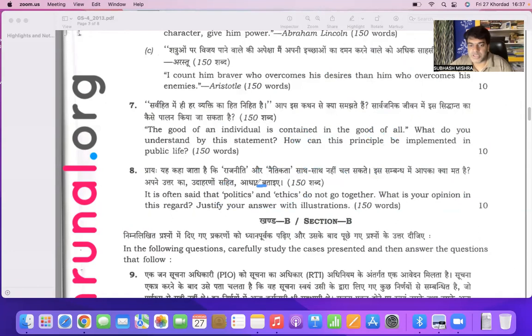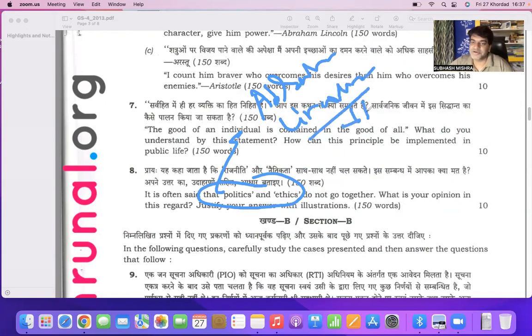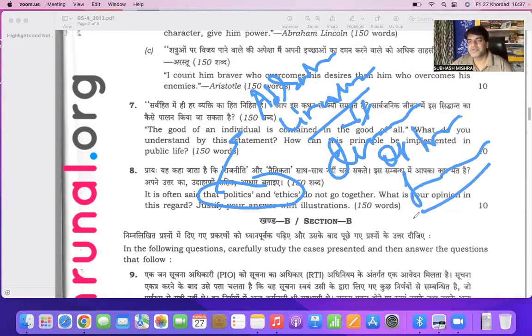Abraham Lincoln, you have to quote. Which quote am I talking about? The one I repeated: Democracy is of the people, by the people, for the people.